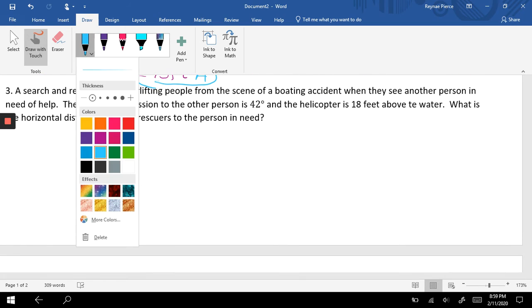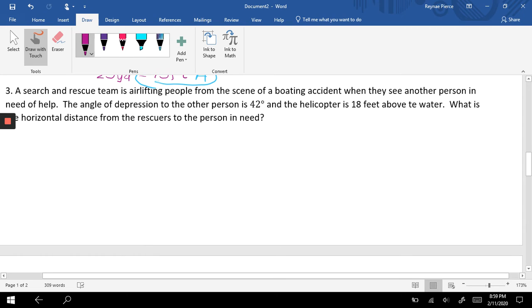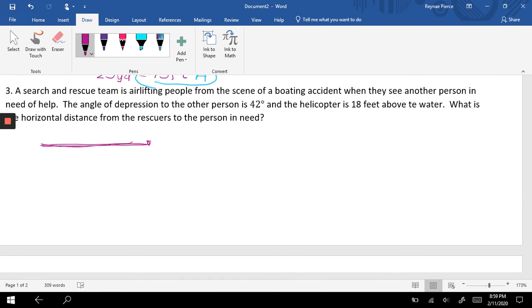Okay, example number 3 here. Search and rescue team is airlifting people from the scene of a boating accident when they see another person in need of help. The angle of depression to the other person is 42 degrees. So here's our horizontal line of sight, like we're in a helicopter. And when we look down, this angle created, that is your angle of depression. And we know that that is 42 degrees.